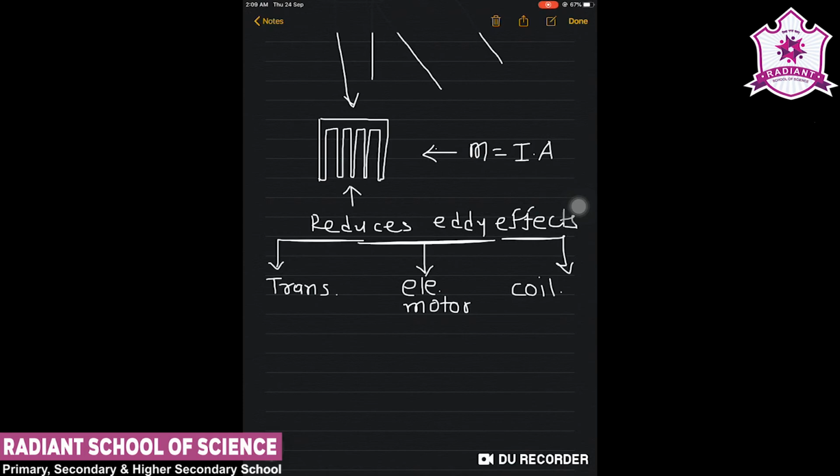But eddy currents are undesirable since they heat up the core and dissipate electrical energy in the form of heat. Eddy currents are minimized by using laminations of the metal to make a metal core. So we can also reduce its effect by laminating the core. The laminations are separated by an insulating material like lacquer.